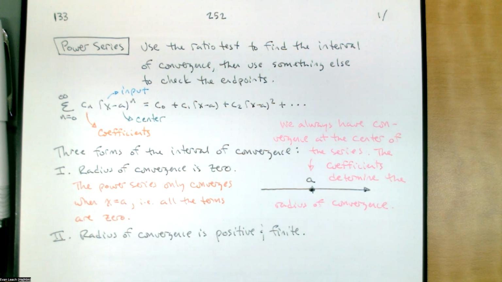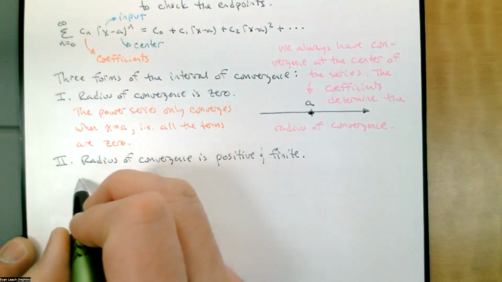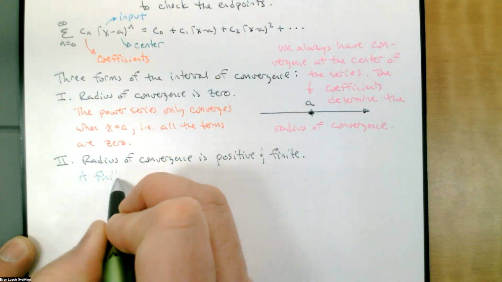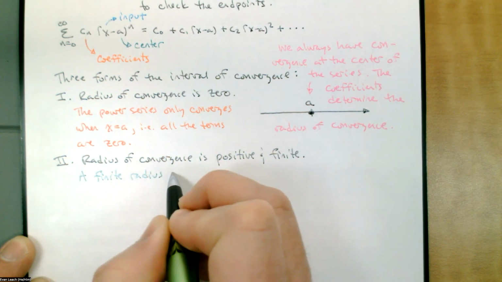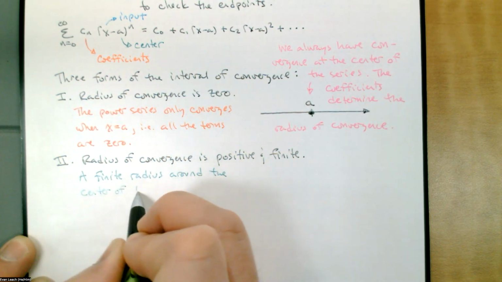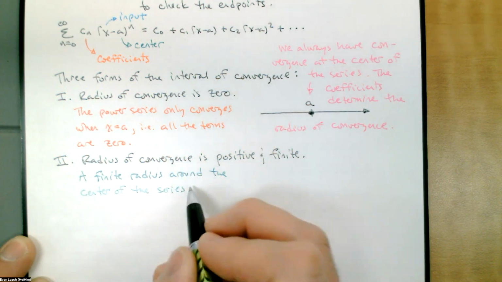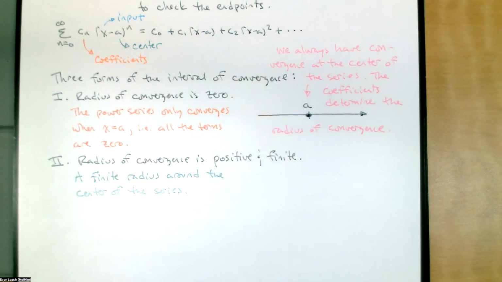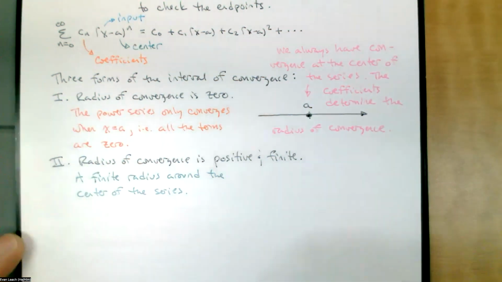We know that a power series always converges at the center of the series. The coefficients determine how much space around the center the series converges. So what's happening here is that we're going to get some finite radius around the center of the series. Depending on the coefficients, we can get a finite radius around the center.